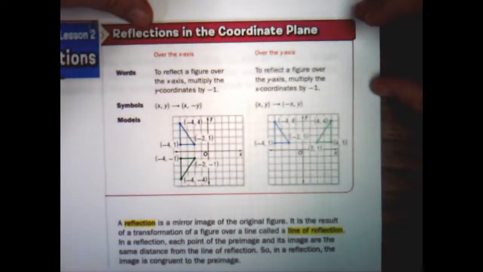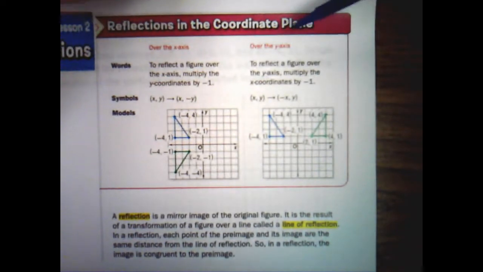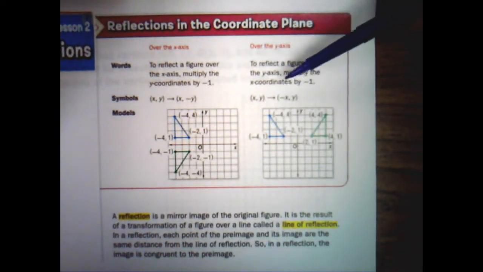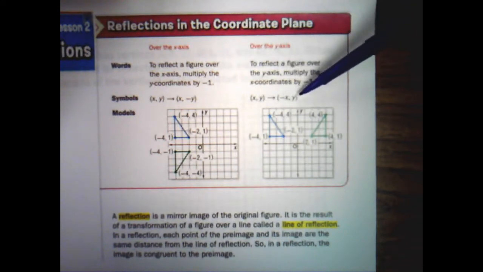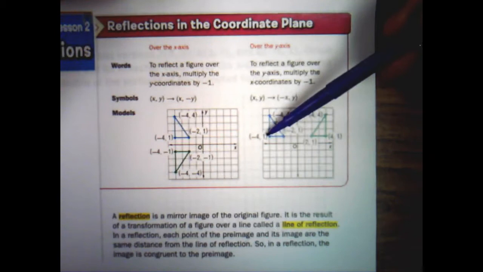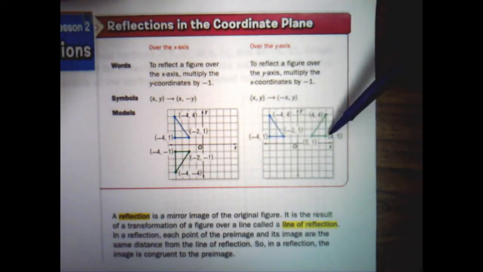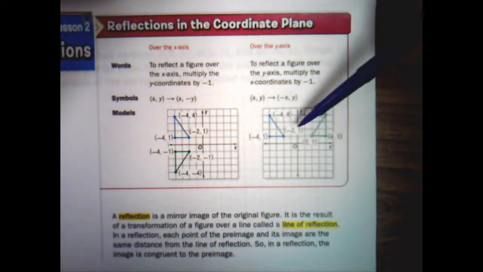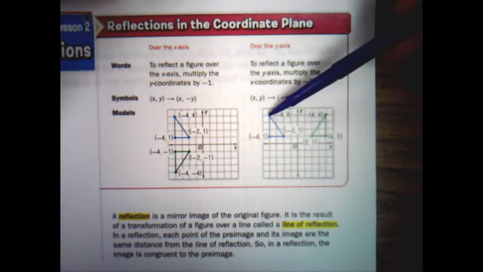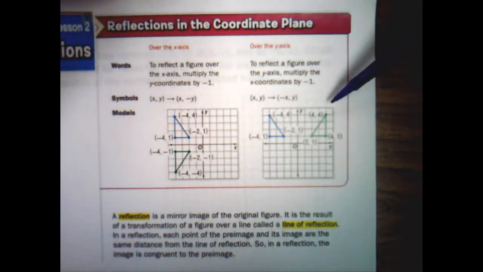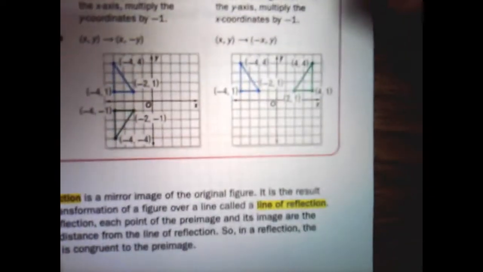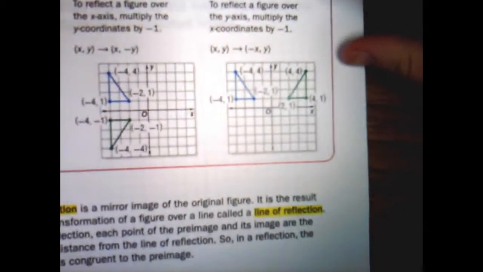Now, reflecting over the y-axis is exactly the same, except instead of changing the sign of the y-coordinate, I change the sign of the x-coordinate. So (-4, 1) turns to (4, 1). (-2, 1) turns to (2, 1). And (-4, 4) turns to (4, 4). All of my x-coordinates have changed.